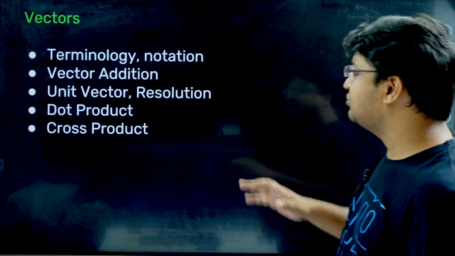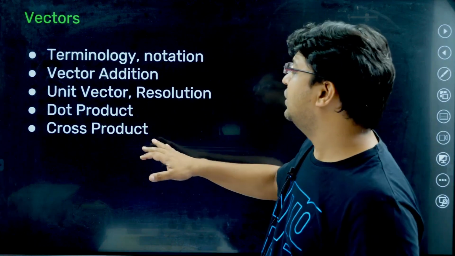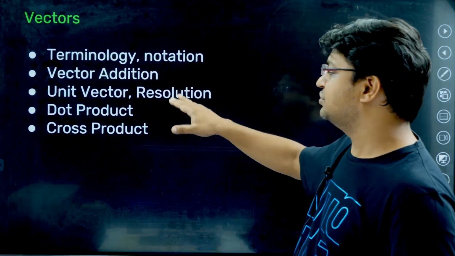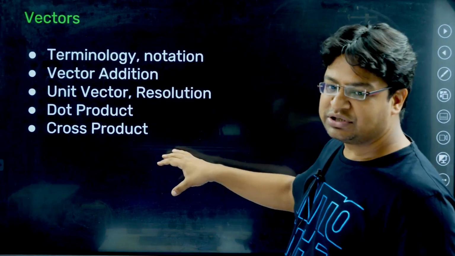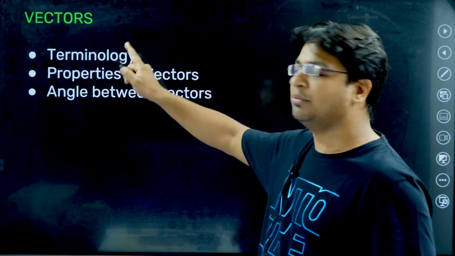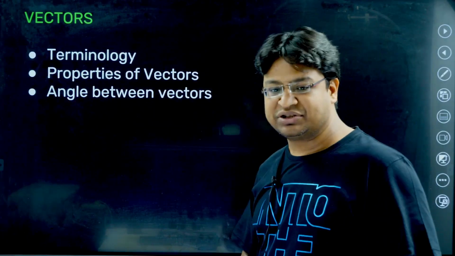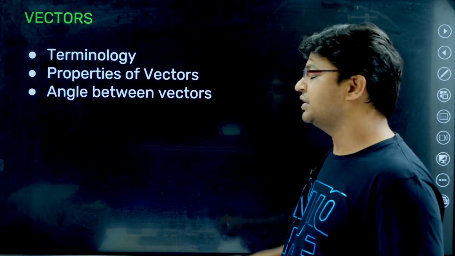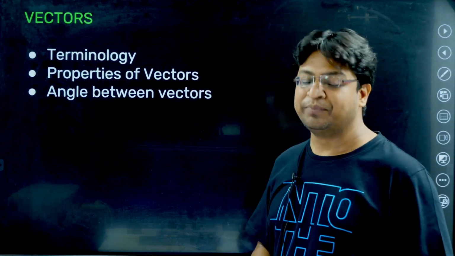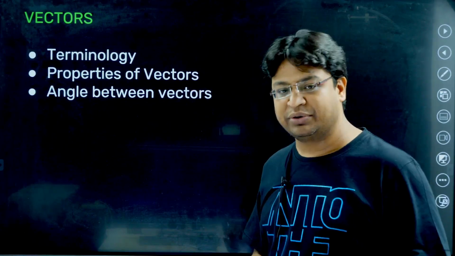All right, in this chapter we have to learn all these things: terminology, notation, vector addition, unit vector, resolution, dot product, and cross product. Out of these things, today we are going to talk about the different terms that are present in this chapter. We are going to talk about some properties of the vectors, and we are going to talk about how to identify the angle between two vectors. So these are the areas that we are going to cover in today's session.